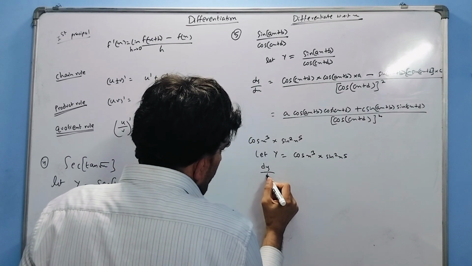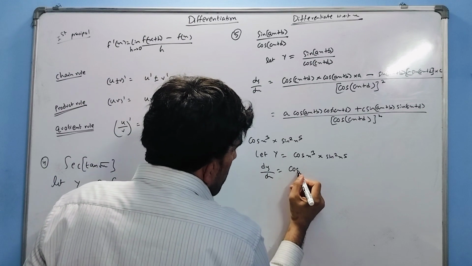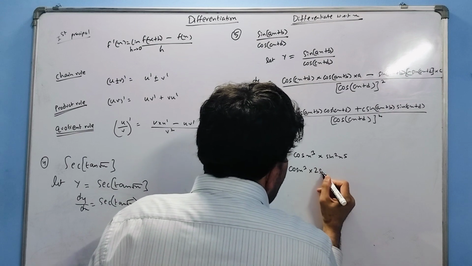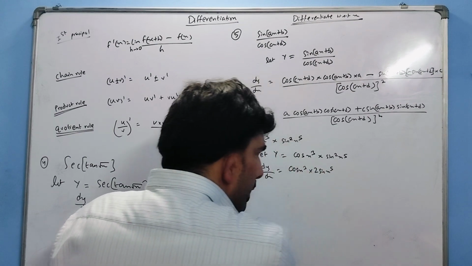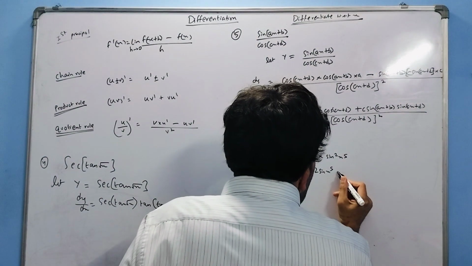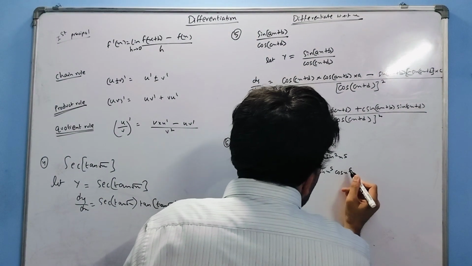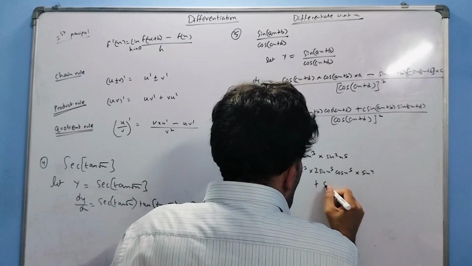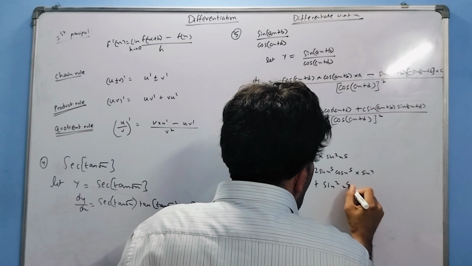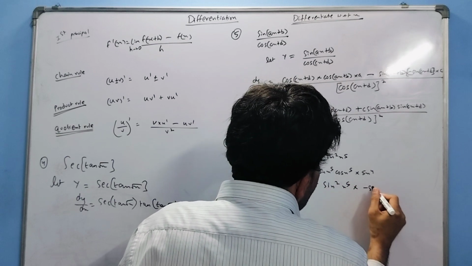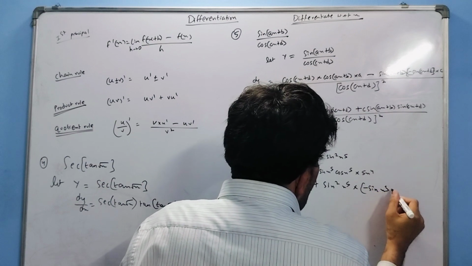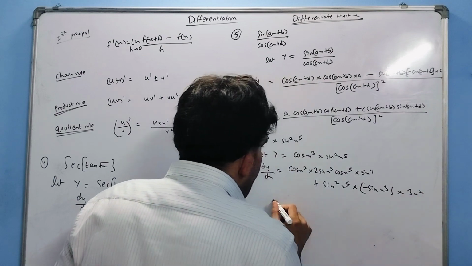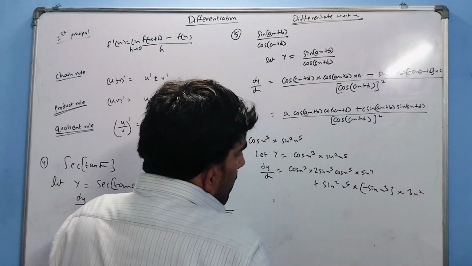So dy by dx will have cos x cube. Differentiation of this will be 2 sin x to the power 5, and here the differentiation of sin x will be cos x, so cos x to the power 5, and differentiation of this will be 5x4, plus, now leave this, sin square x to the power 5 into differentiation of cos x, which will be minus sin x cube into differentiation of x cube, which will be 3x square.